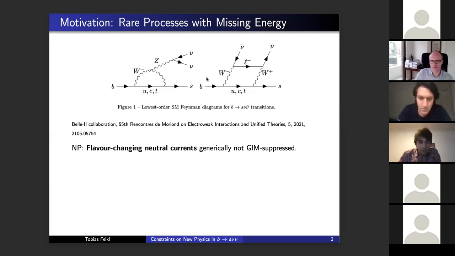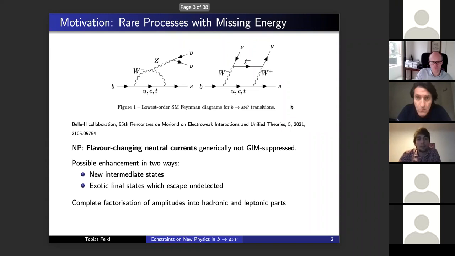So these processes are rare in the standard model, and this is convenient because we also would expect the effects of new physics to be small. And so this is a suitable setting, so to say, to look for new physics.